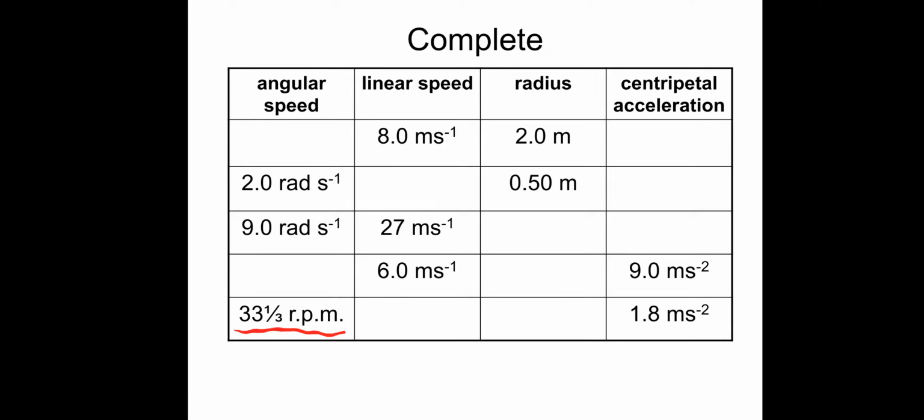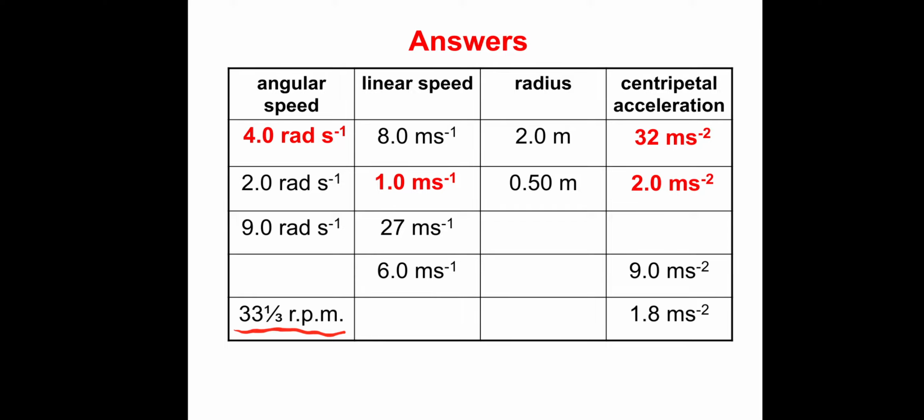So the first one, angular speed, you should get 4 radians per second. The centripetal acceleration, 32 meters per second squared. Linear speed, 1 meter per second. Centripetal acceleration, v squared over r, would be 2 meters per second squared. The next one, 3 meters on the radius, 243 meters per second squared on the centripetal acceleration. Next one, 1.5 radians per second and a radius of 4 meters.